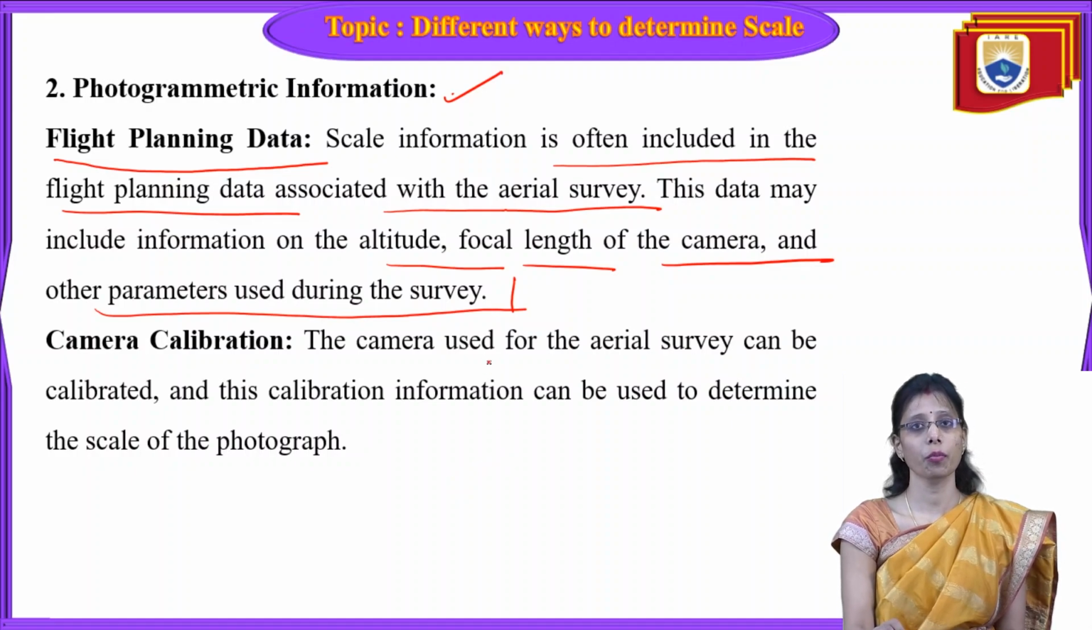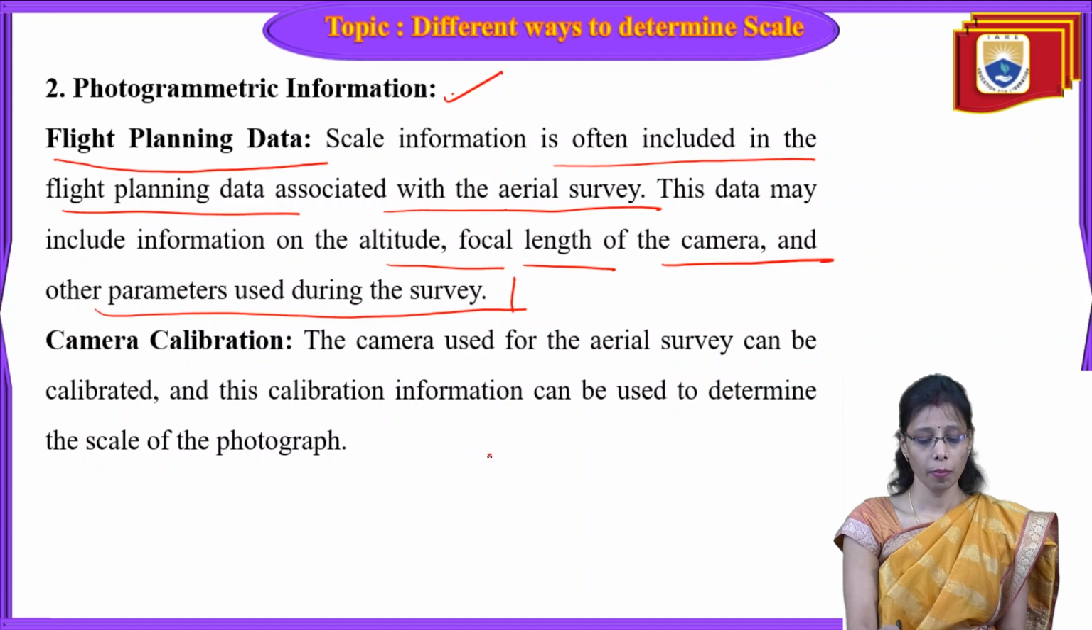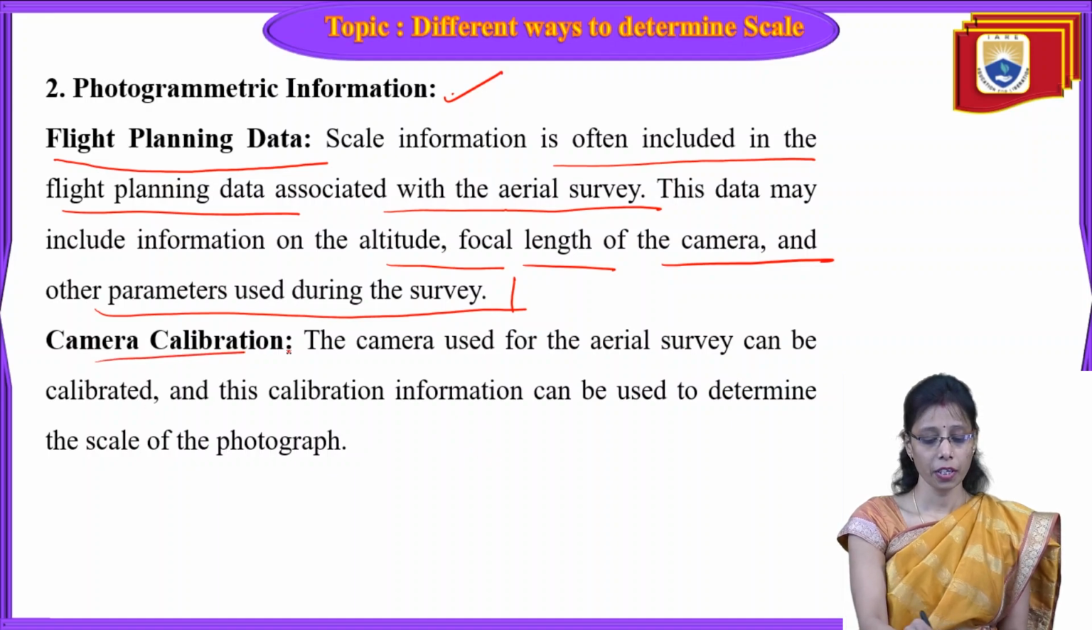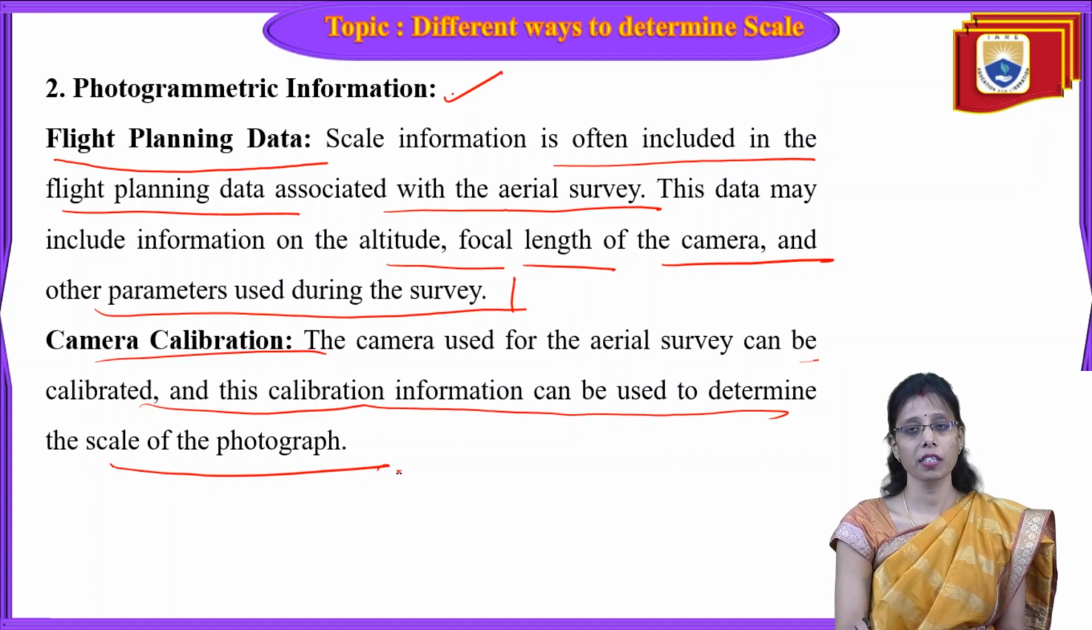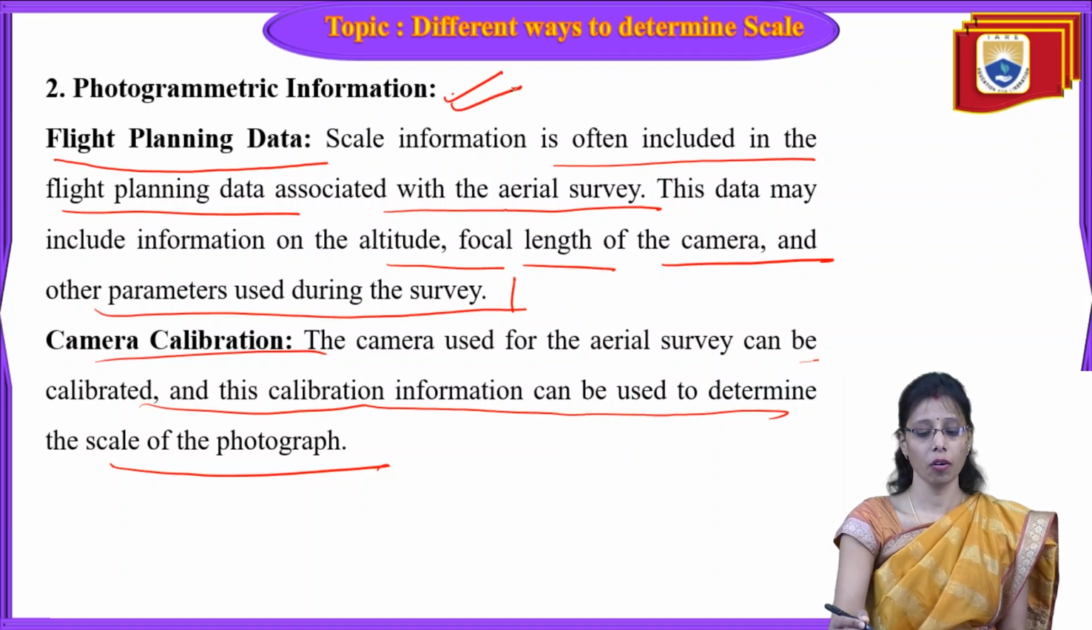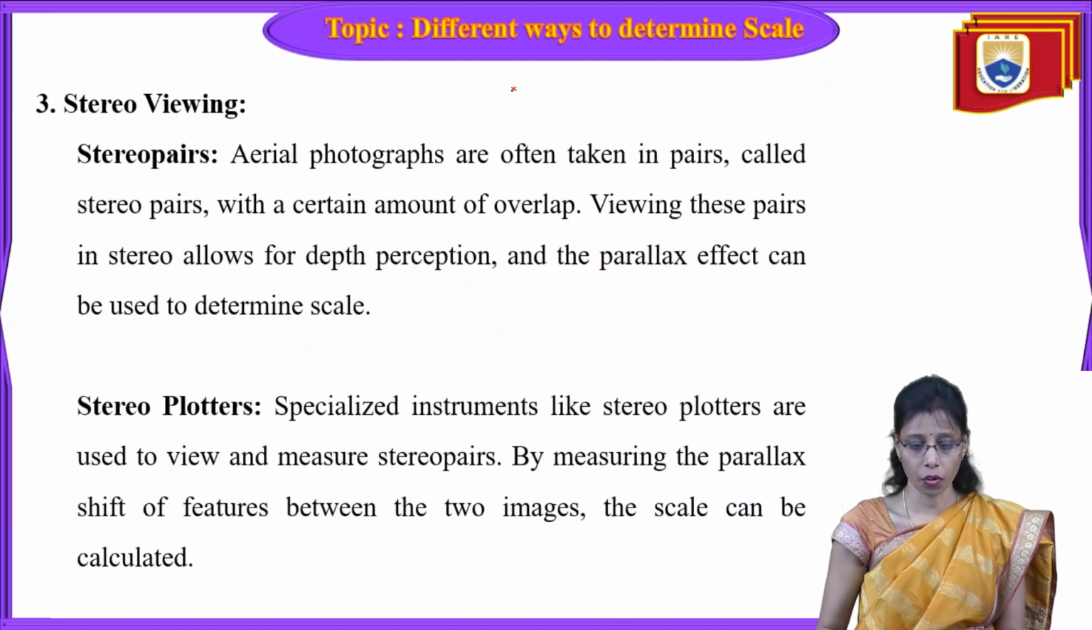So it has a formula also. That formula I will tell you. Camera calibration: the camera used for aerial survey can be calibrated, and this calibration information can be used to determine the scale of the photograph. So we can just calibrate the camera, set the settings to the camera, and then we can determine the scale. So this is another way of determining the scale of the aerial photograph.